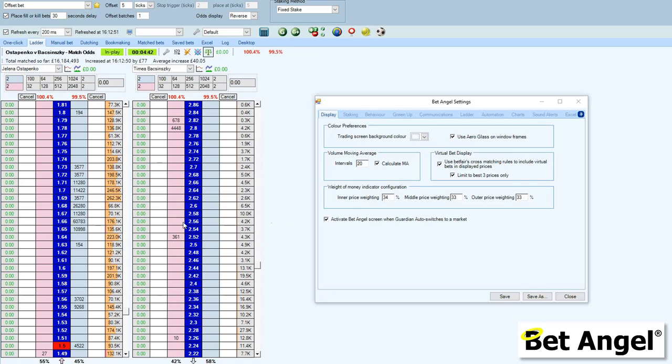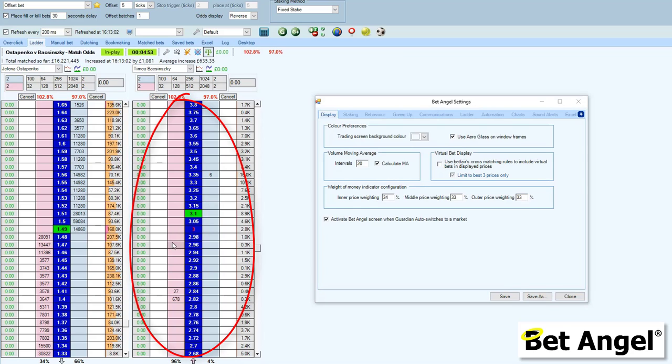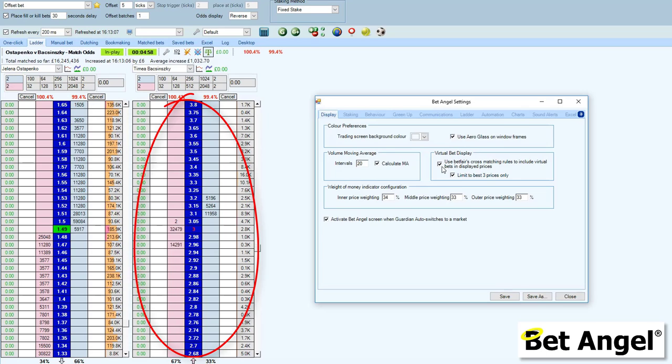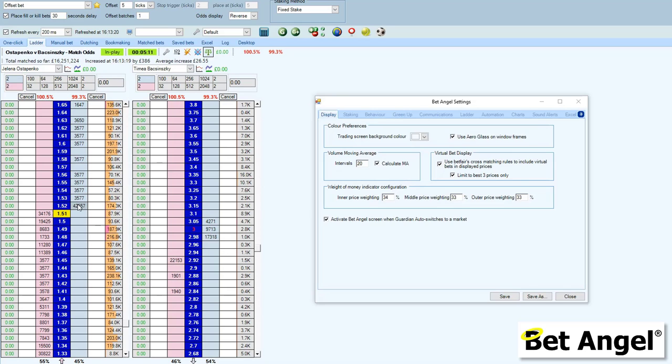So we'll wait for the market to stabilize a bit here. We're having a bit of a battle here in this game. And then if I switch this off, you see what happens. Can you see the money vanishes over here? And then if I put it back, it reappears. Gone, reappears, gone, reappears. So what you're seeing is the reciprocal amount, that there's money staked over here. When cross matching is on, when the virtual bet display is on, it appears on this side. When it's off, you don't see it. It doesn't exist. It's not there.